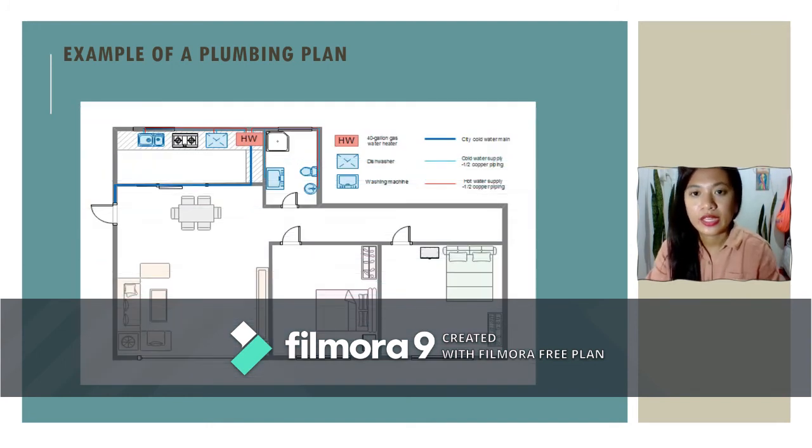The water main supply is represented by the thick blue line. The thinner or lighter blue line is the cold water supply. The red line is the hot water supply, and the fixtures used in this plan are the kitchen sink, the dishwasher, the washing machine, toilet, and the lavatory.